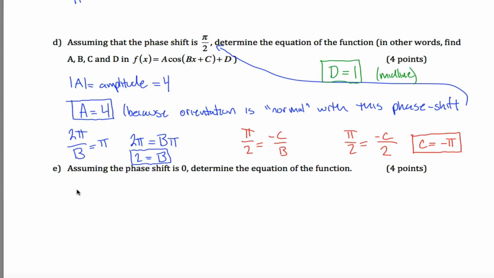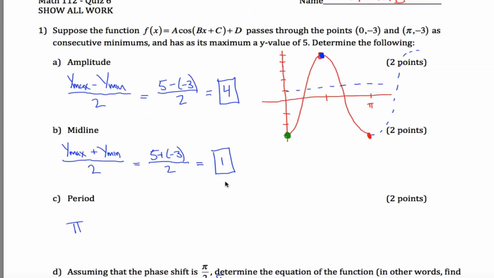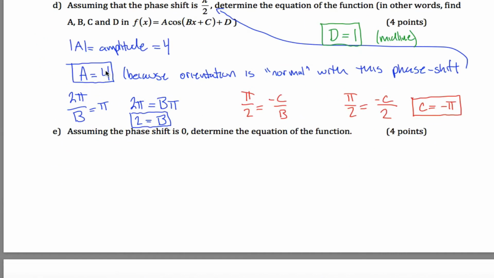And then for part E down here, you're asked to kind of do this again. Determine the equation of the function, so come up with this thing. But now the phase shift is 0. So now instead of this being my starting spot, this is my starting spot. And that's fine. You can start at the bottom with the cosine graph. You just have to recognize that your orientation is switched. So what that tells you is that A no longer equals 4. A now equals negative 4.